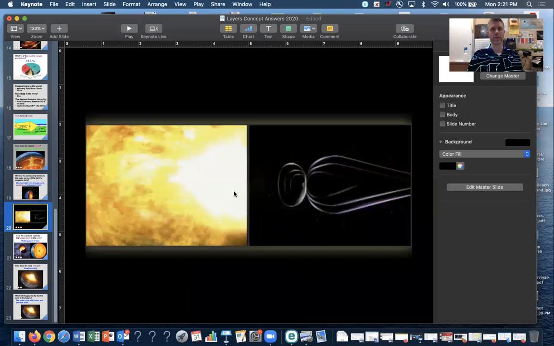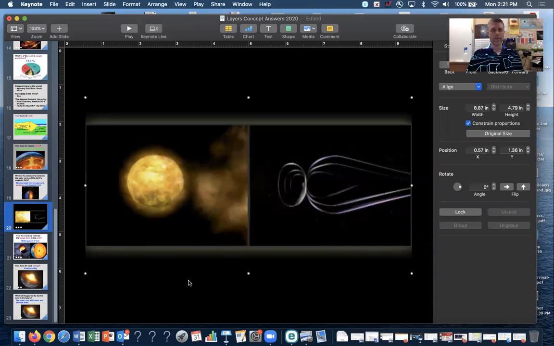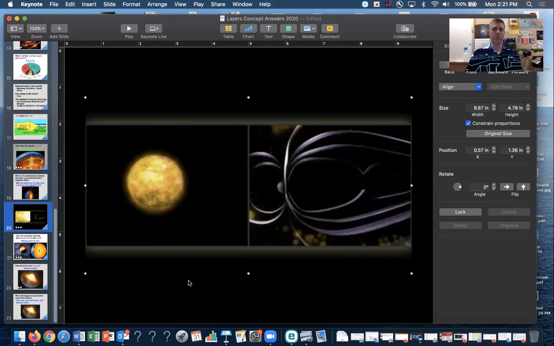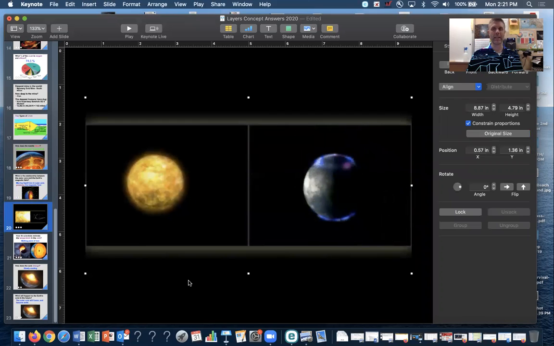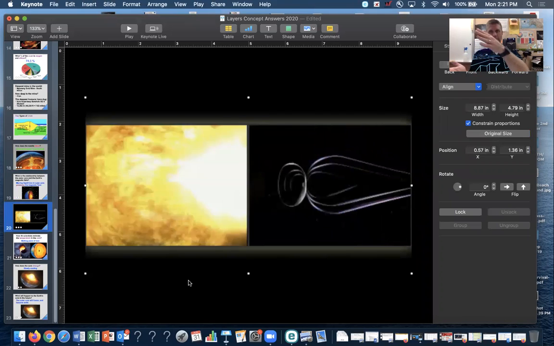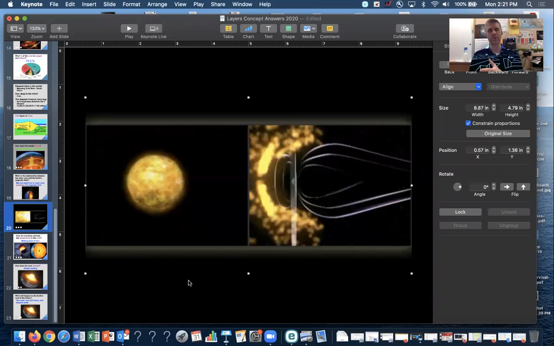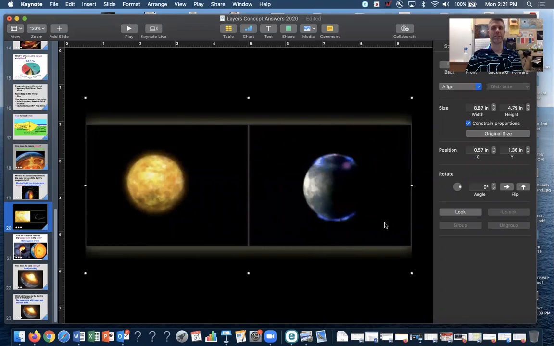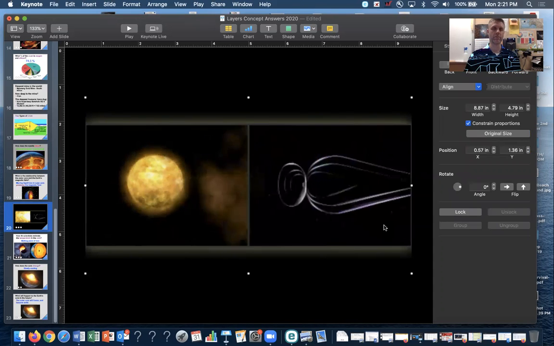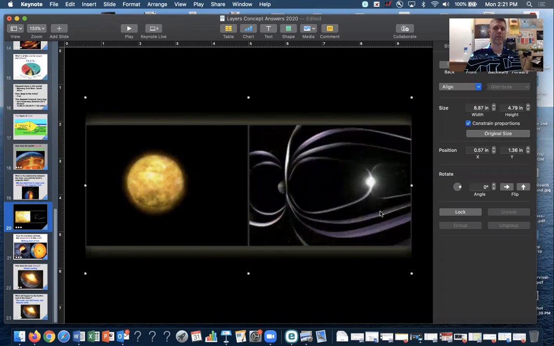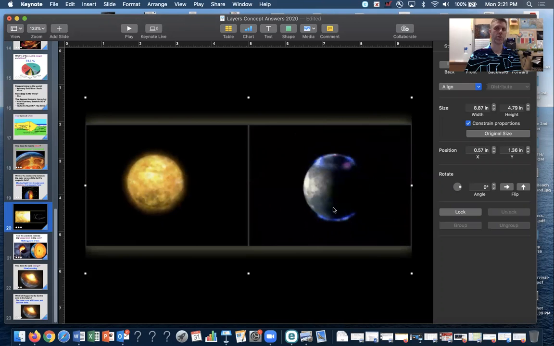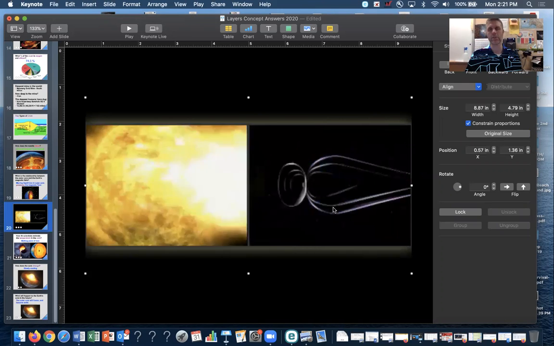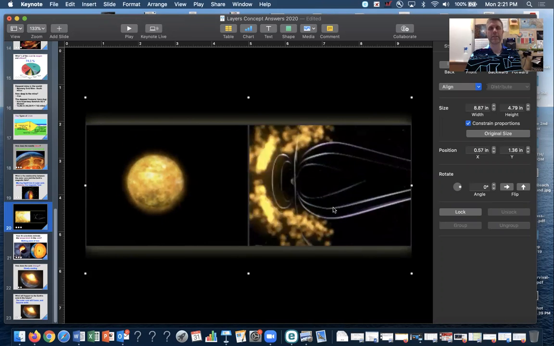And this is just a little animation that shows, it's just animated, but it kind of shows the magnetic field as it deflects and protects the Earth from radiation from the sun. Now, you can't really see the magnetic field in real life, but scientists have determined what shape it is and things like that. So it just kind of shows that.